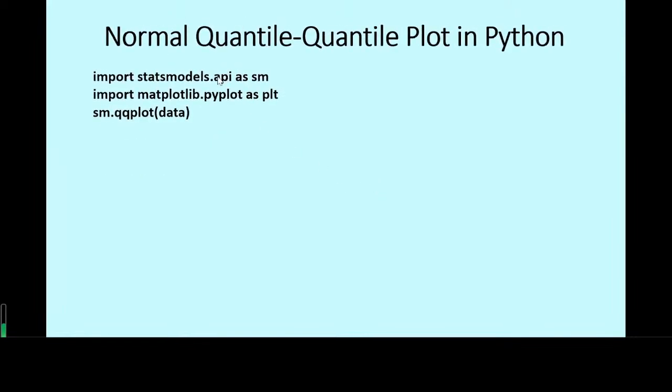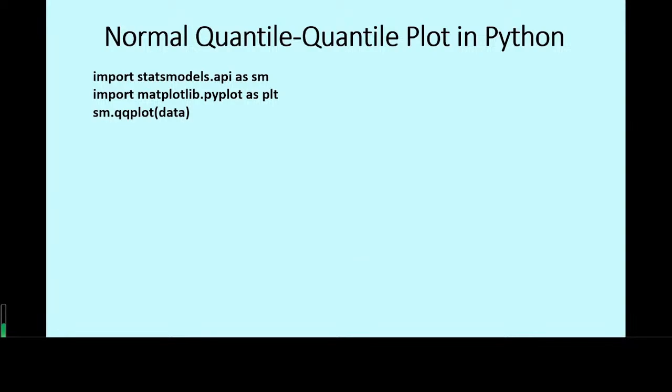So in Python, if we want to plot a normal quantile plot, we can import the statsmodels API submodule called sm. Then we can also import matplotlib. Then we use sm.qqplot with the data. Actually, sm is the API module, right? Data is the sample data. So the default setting is that we plot the sample data against a normal distribution.